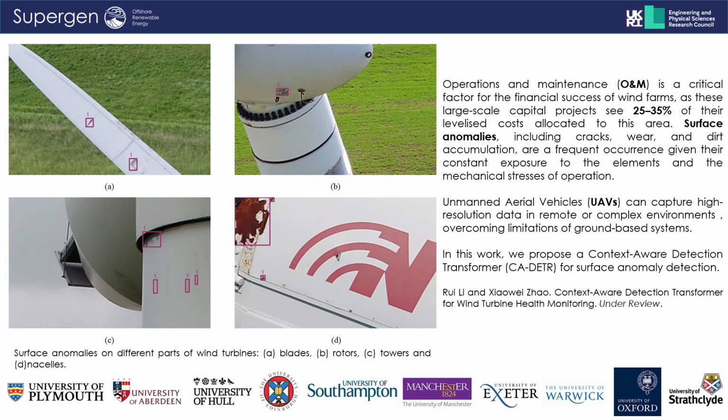UAVs can capture high-resolution data efficiently, even in complex environments, and offer a safer and more flexible alternative to manual or ground-based inspection. In this work, we propose a context-aware detection transformer for detecting surface anomalies on different turbine components, including blades, rotors, towers, and nacelles.